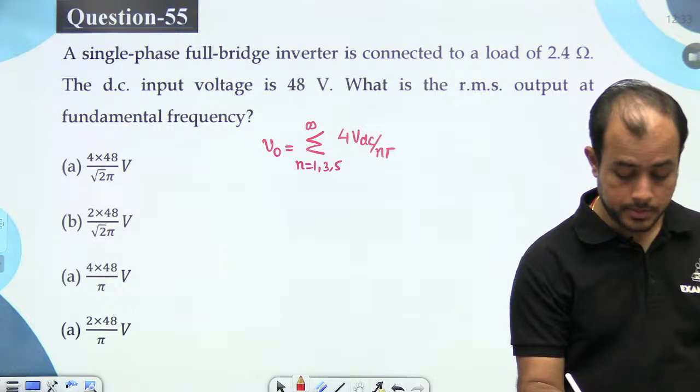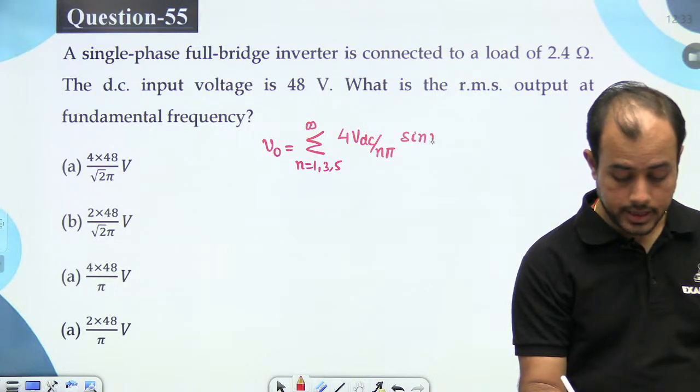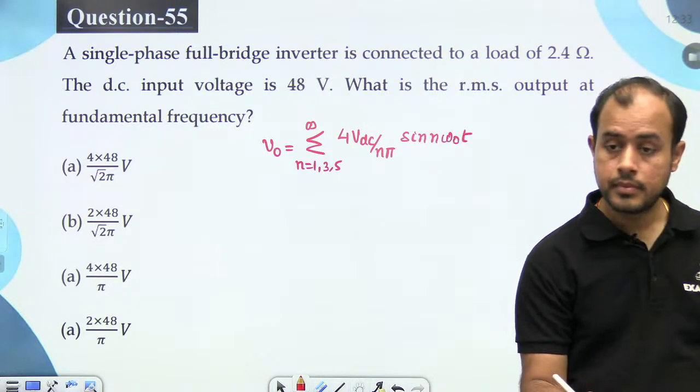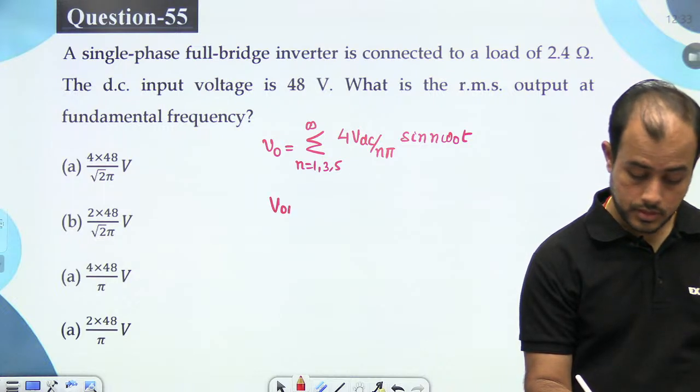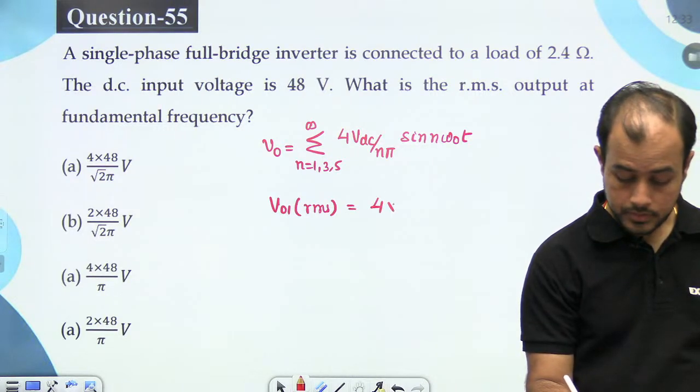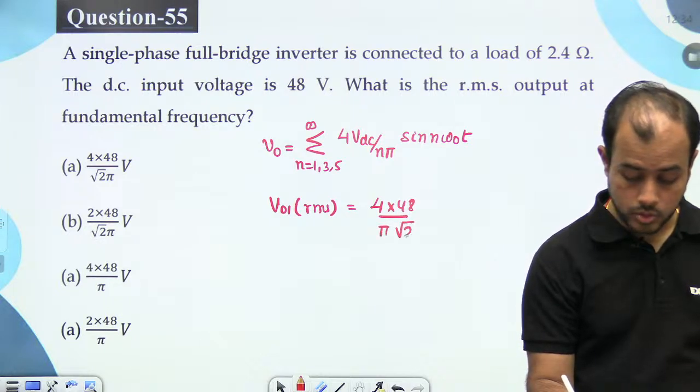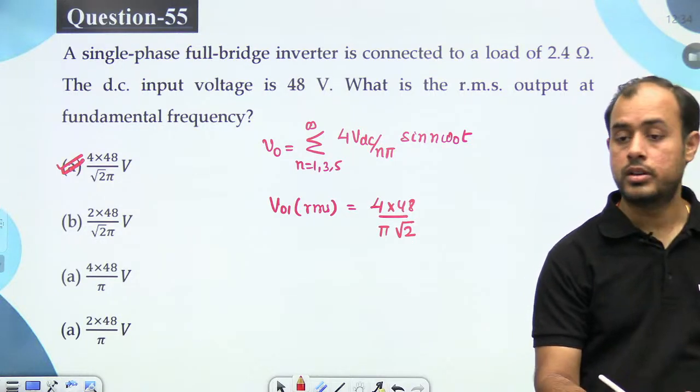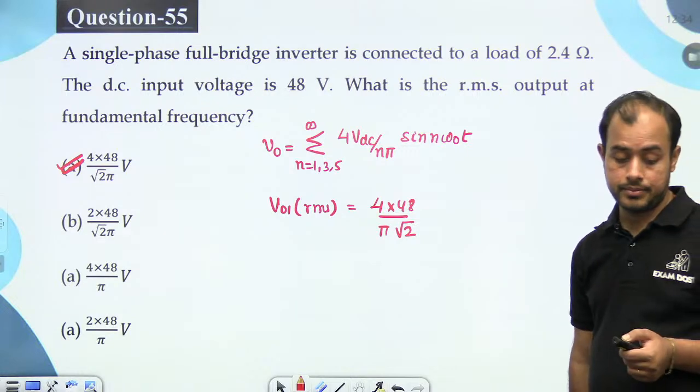4 VDC by n pi sin n omega naught t. For RMS we will divide by root 2. So the answer is A. Very good. The answer is A.